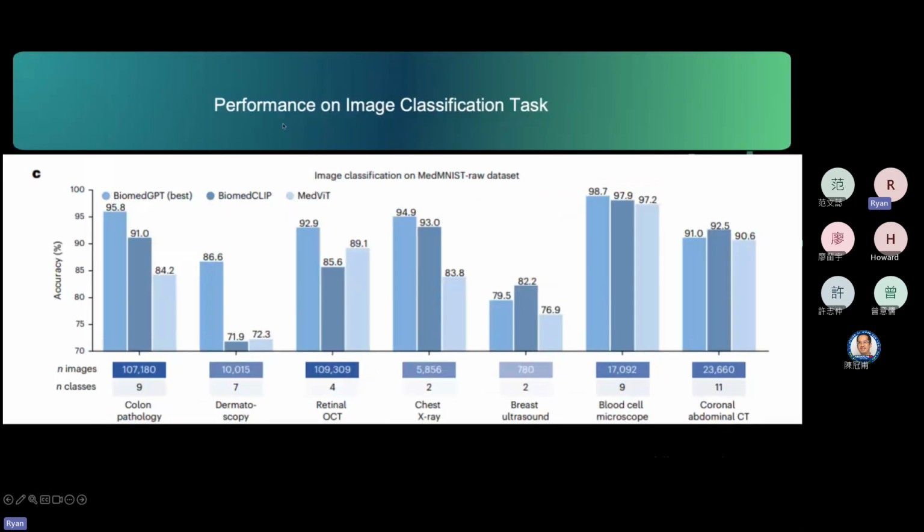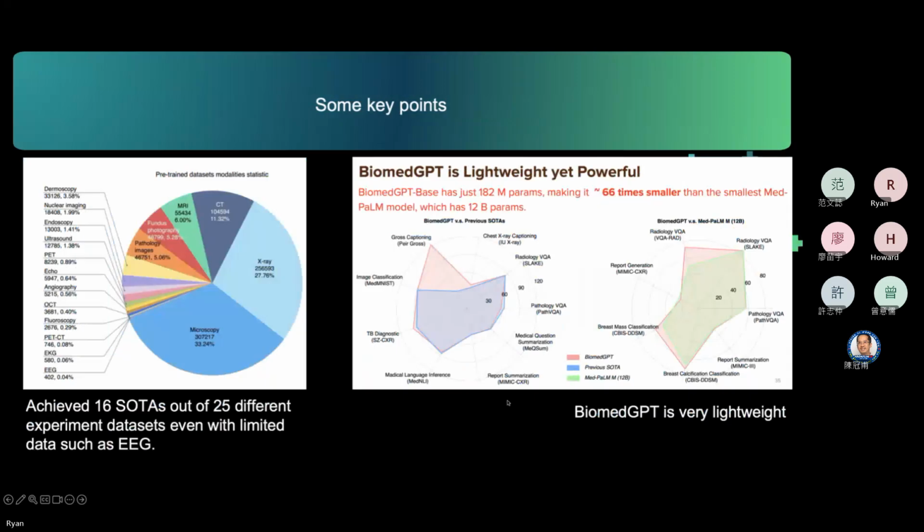So this is a quick look at how the performance of BioMedGPT compares to BioMedCLIP and MedFit. We can see a decent performance boost here on the image classification task. It achieves state of the art in almost all of the external datasets here, except for breast ultrasound. And some key points mentioned by the authors: they achieved 16 state-of-the-arts out of 25 different experiments, even with limited datasets such as EEG, which only consists of 0.04% compared to X-ray, which has almost 30%.